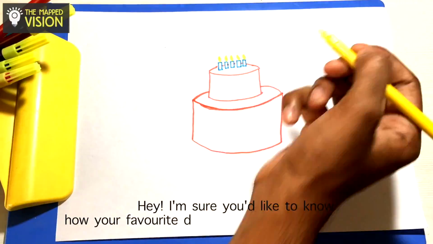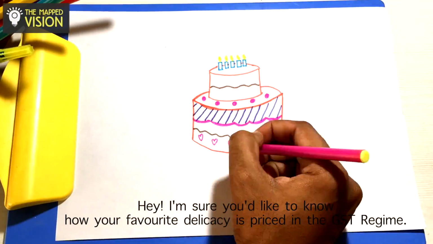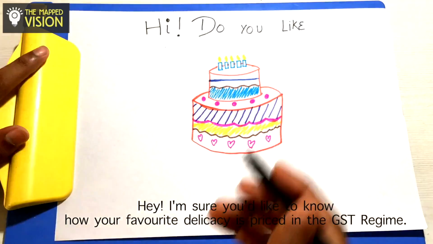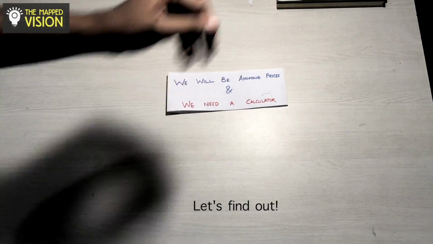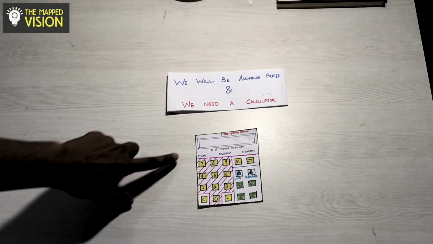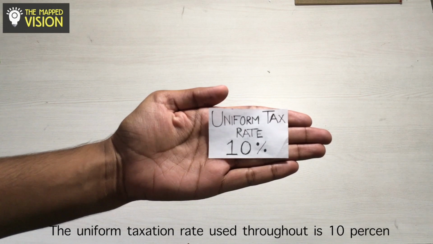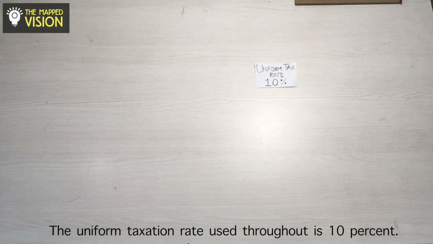Hey, I'm sure you'd like to know how your favorite delicacy is priced in the GST regime. Let's find out. The uniform taxation rate used throughout is 10%.